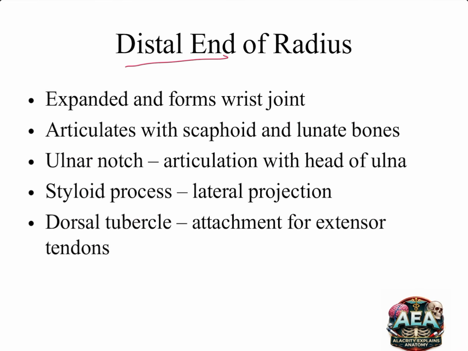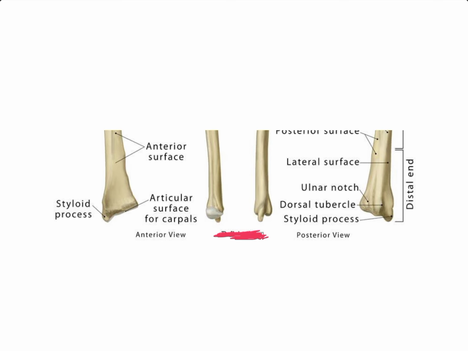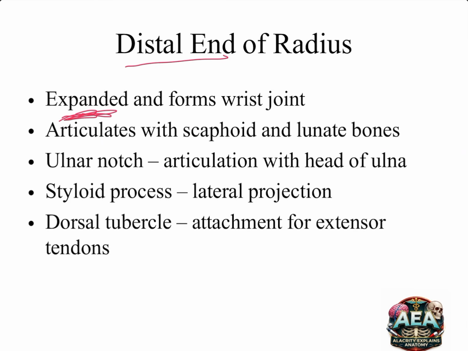Now let's look at the distal end of the radius. The distal end of the radius is expanded. If you compare it to the proximal end, it is a more expanded end. You see how large it looks compared to the proximal end. It articulates with the scaphoid and the lunate bones. The scaphoid and the lunate bones are carpal bones.